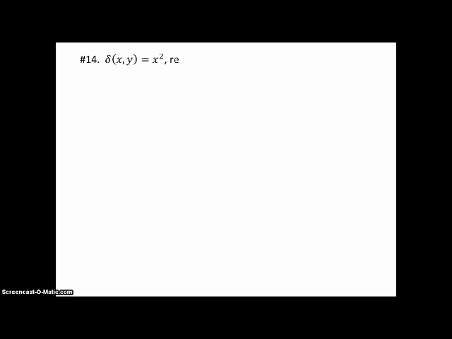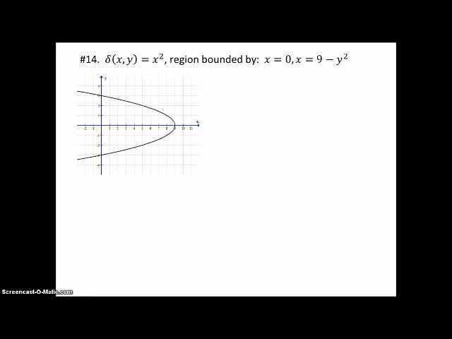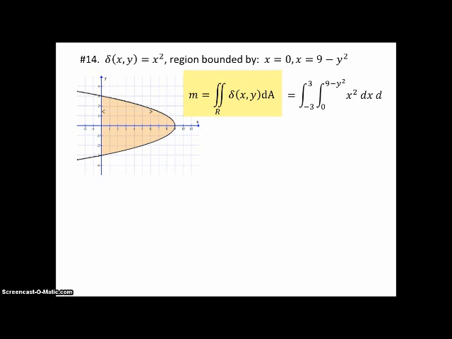Number 14, the density is x squared, so that's not uniform. And the region is bounded by a vertical line and a curve. So there's our curve, and the vertical line is the y-axis, so there's our region. Here's our formula for mass. And this time it's horizontally simple, so we're going to start by integrating with respect to x first.